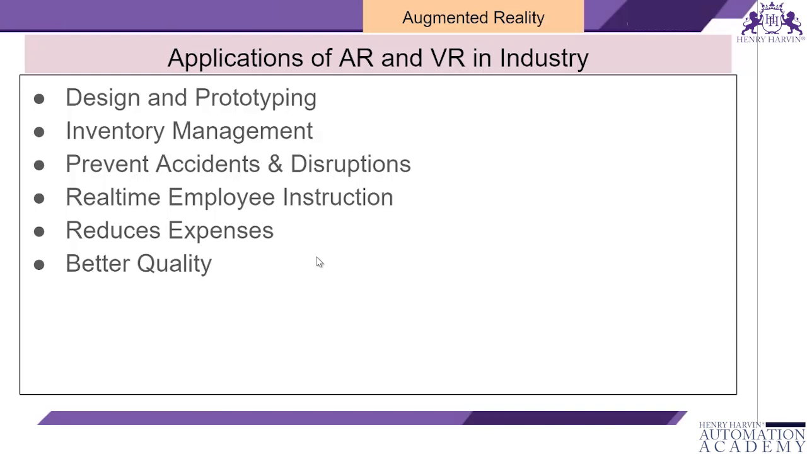Both these tools can help you in preventing accidents and disruptions by simulating the production environment. Potential threats can be eliminated thereby. Real-time employee instruction can be provided by these tools by developing customized solutions, by guiding workers in their workplace. It can also lead to reduced expenses by eliminating costly training and error phase. It can also lead to better quality by increased precision of work.